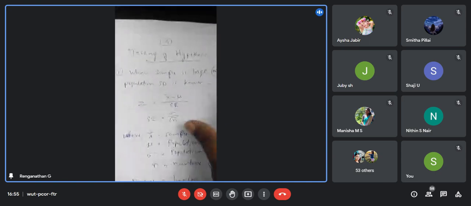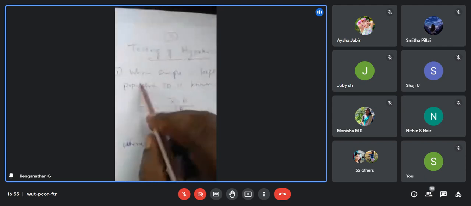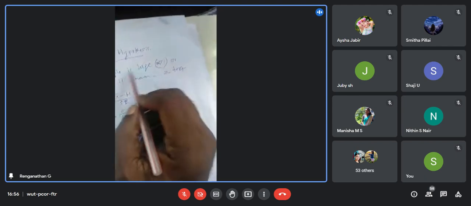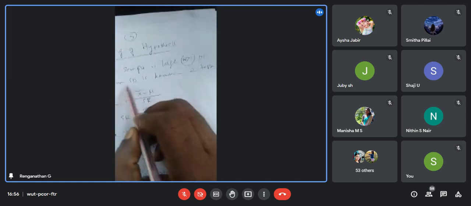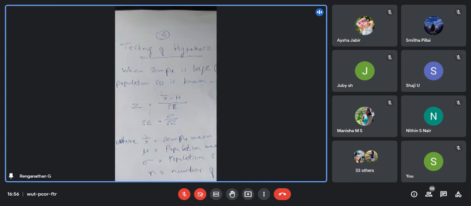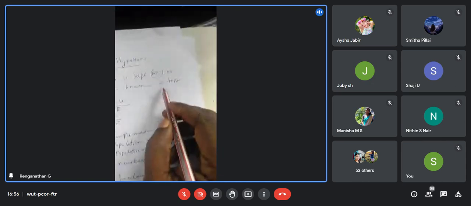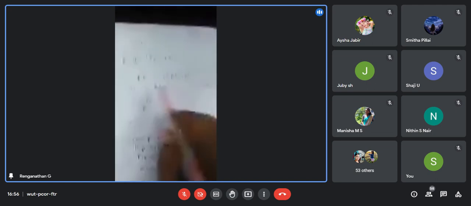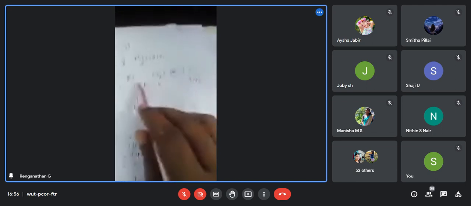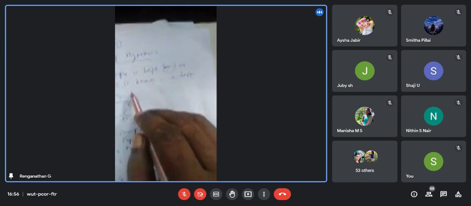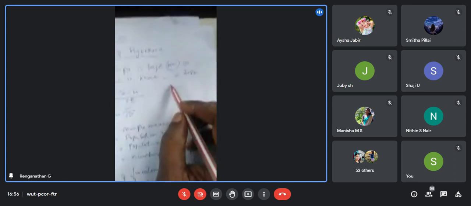So in order to select the type of test, we have to check this first thing. When sample is large and the population standard deviation is known, you know the population standard deviation, then just use the Z test. Okay, just use the Z test. That's the first criteria.